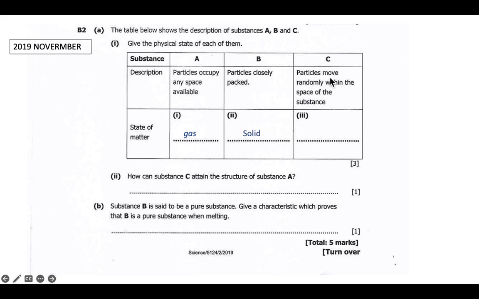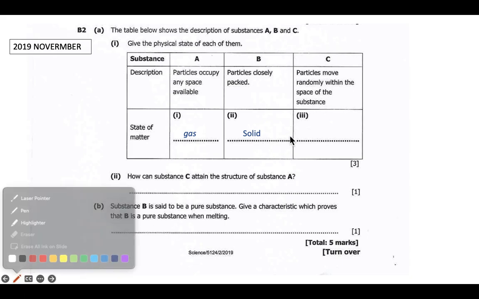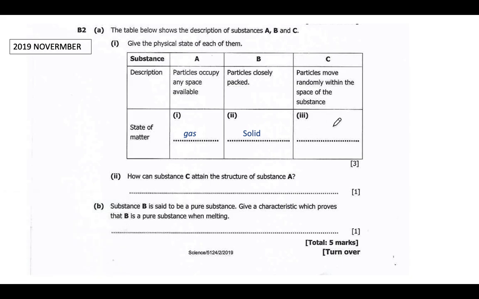And then here in C, particles move randomly within the space of a substance. Here a keyword is substance. Because if you are so fast you can think of something else, and many pupils get confused on this part. Let me highlight for you. We have substance. So when it comes to substance, then we should have this one as a liquid, because the particles in a liquid move within the substance. So we have that.